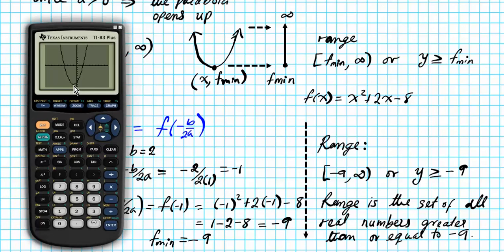So what are the coordinates of the vertex? What's the coordinate of the vertex right there? We need to use calculate. Second function trace will take us to the calculate. We're looking for minimum in this case. So I will left bound, put your cursor to the left of the minimum, right bound, put your cursor to the right of the minimum. Enter, enter. Your minimum is negative 1, negative 9. So that's exactly what we got. You see that the y coordinate is what we're looking at, because recall your range is in the y direction.